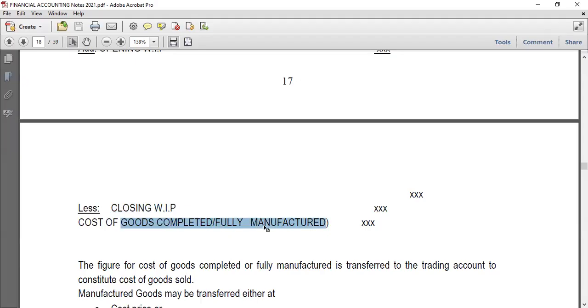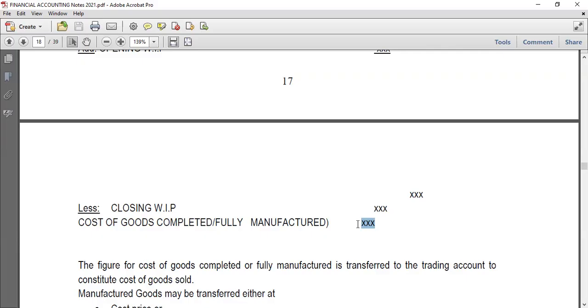Now, what we want to look at today is, once we've determined our cost of goods fully manufactured, we have two scenarios. We can either carry this figure the way it is and take it to our P&L, our trading profit and loss, or we can actually add a markup. We can actually add a markup.